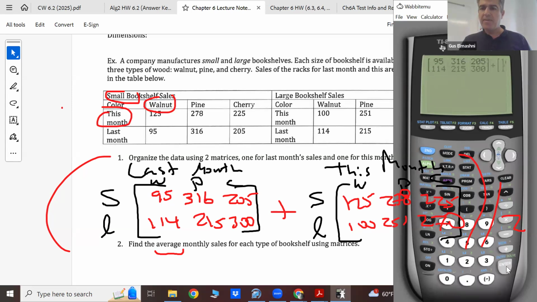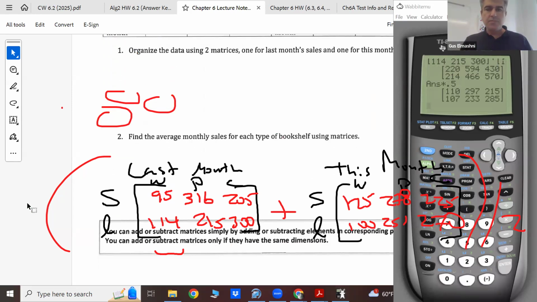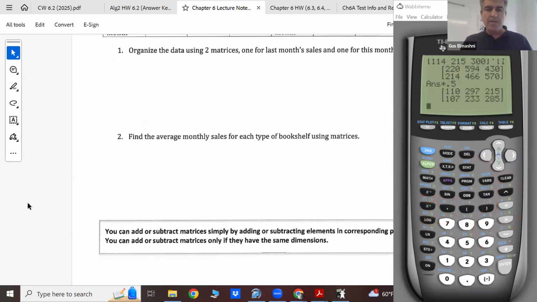Okay, let's try again. Instead, what if I multiply by 0.5? Now it likes that. For some reason it doesn't like the division, but it's the same thing, right? So that's what we get as our average. I'll write it down below. So that's just going to be 110, 297, 215. So that's the average.